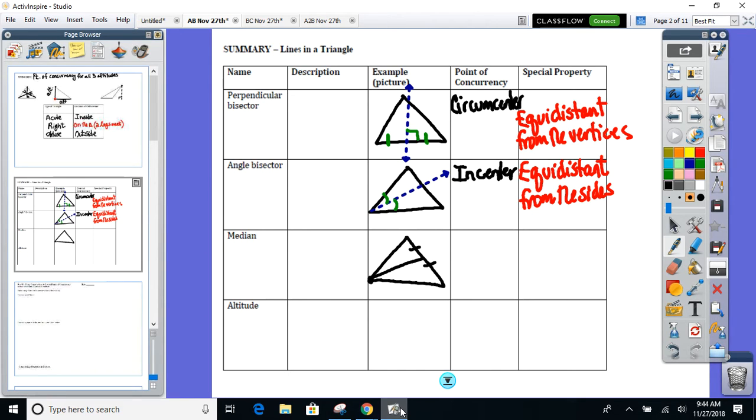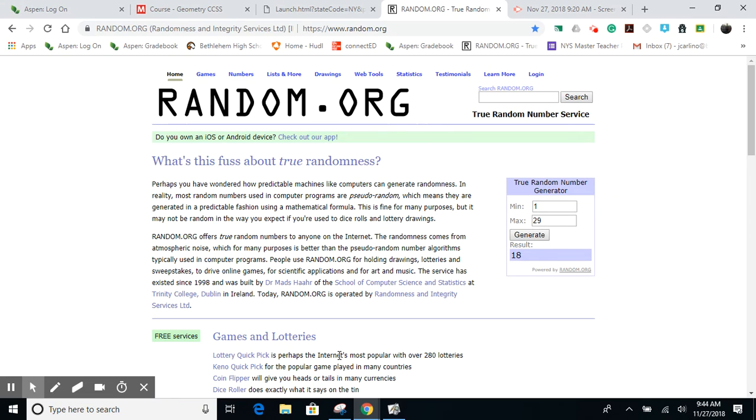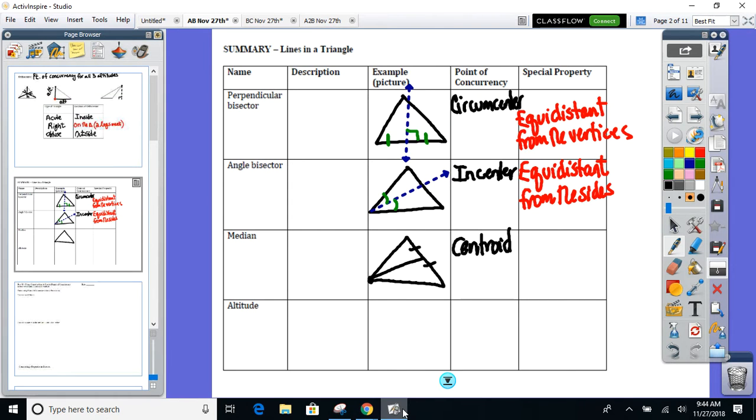Talked about it yesterday. It's a big one for us. Centroid. And what's so special about the centroid from yesterday? What's so special? Breaks the median into 2 to 1. Yep.